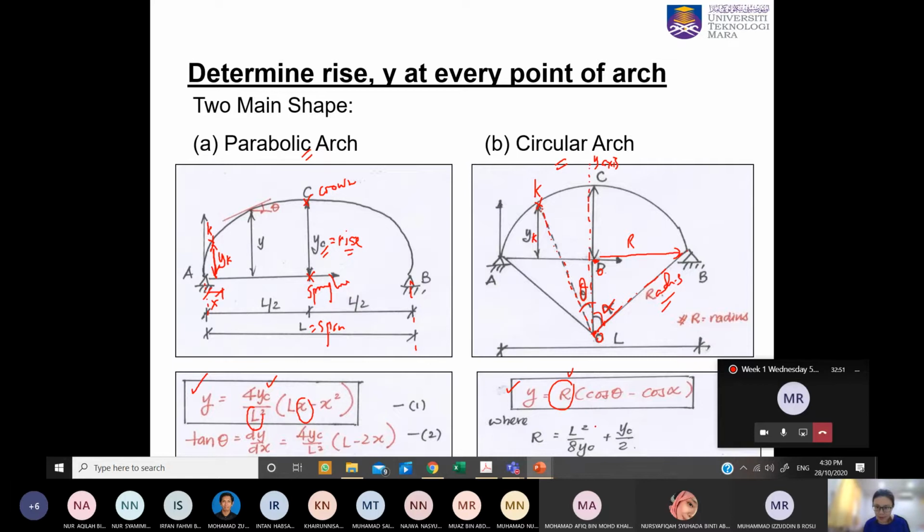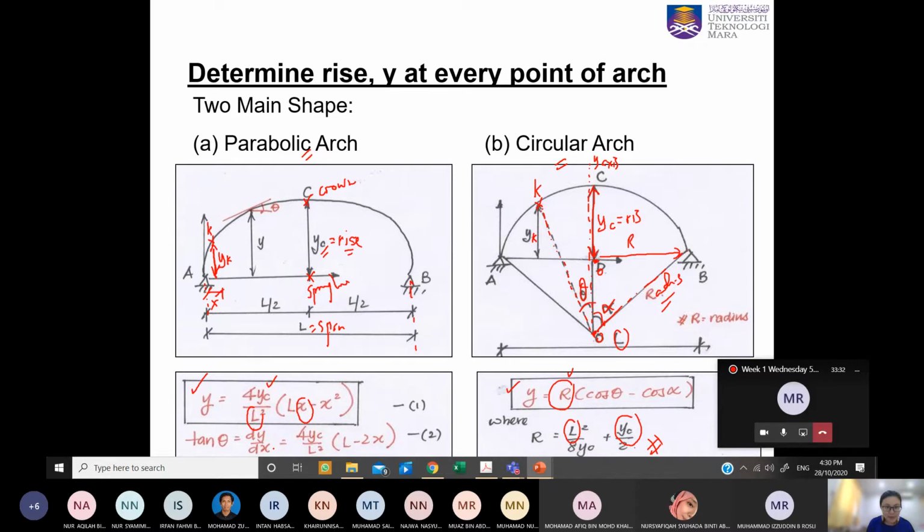If the radius is not given to you and only YC is given, what is the YC just now? The rise. YC is this one, the rise from the spring line to the crown. You can make use of the YC and the span to determine your R. Of course, if you want to know about this, it will be in the slides later.